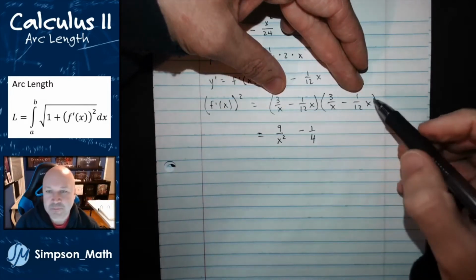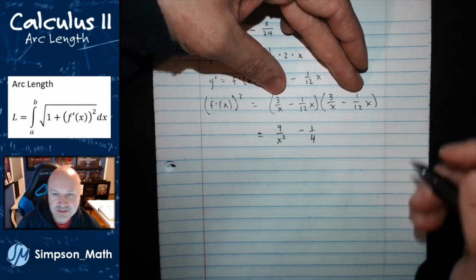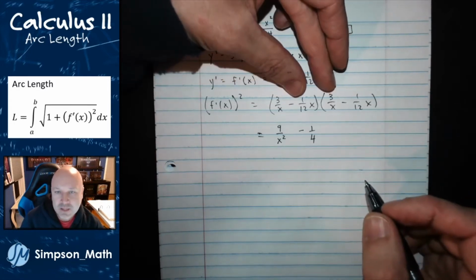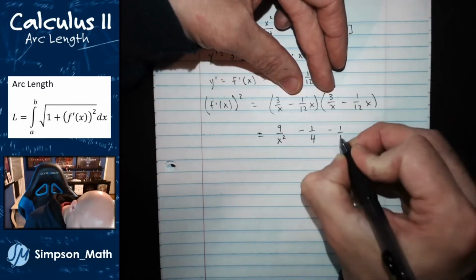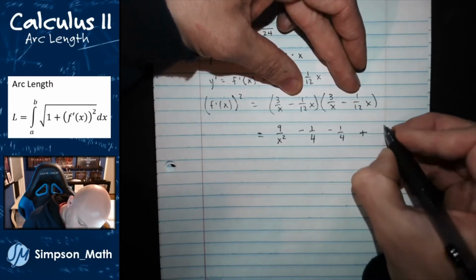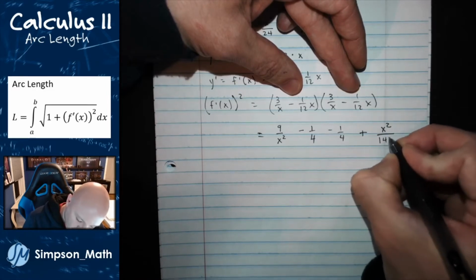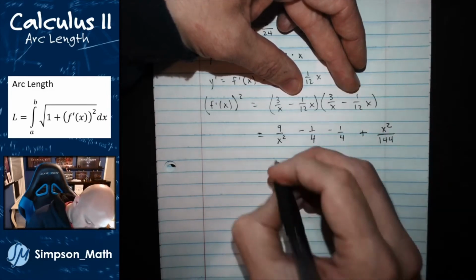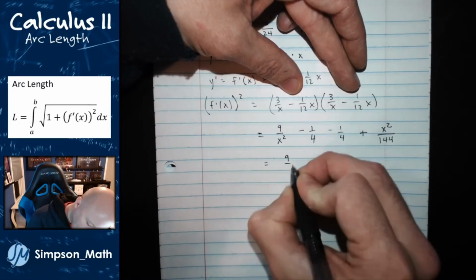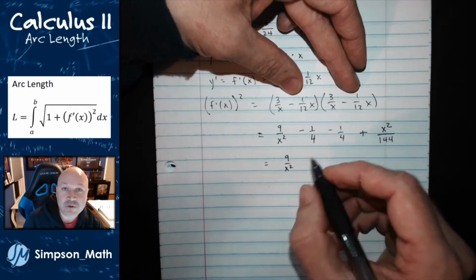I don't believe that. One more time. 3 times 1 is 3. X over x. Yeah, I guess so. Similarly here, I have another negative 1/4. This is going to be a positive x squared over 144. Clean that up. Oh, that's minus 2/4 or minus 1/2.